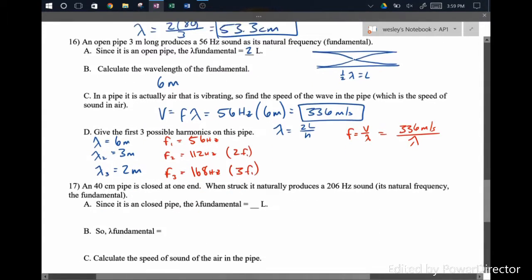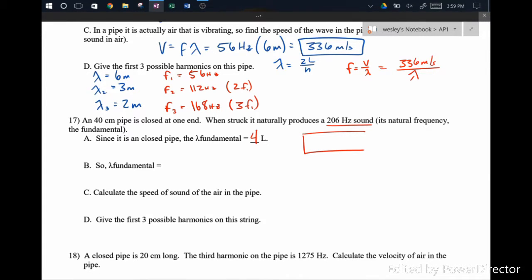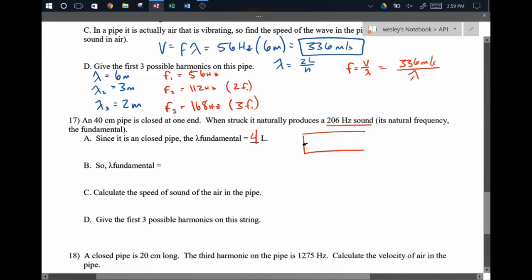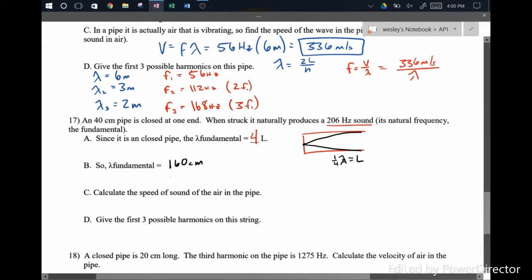Next example, we have a 40 centimeter pipe closed at one end. So its fundamental frequency is 206 hertz. It's a closed pipe. The fundamental wavelength is 4 times the length of the pipe. And when we're looking at it, we're dealing with a wave that has a node at one end and an antinode on the other end. That's a quarter of a wave shape. Quarter of lambda is fit into that length. So if we know that that's 40 centimeters, the fundamental wavelength is 160 centimeters or 1.6 meters. That's our fundamental wavelength.